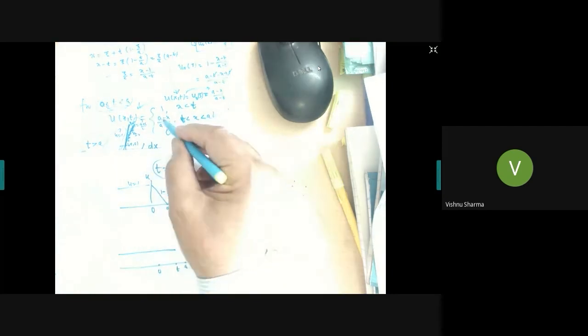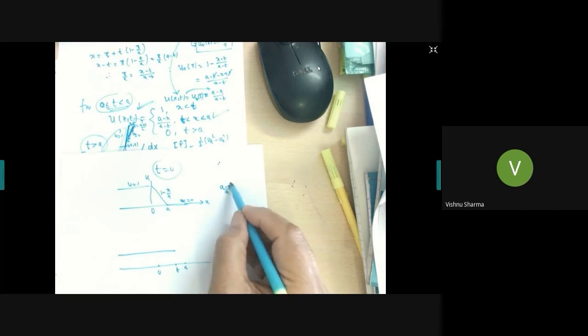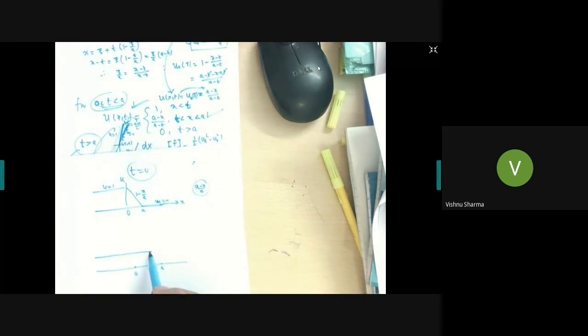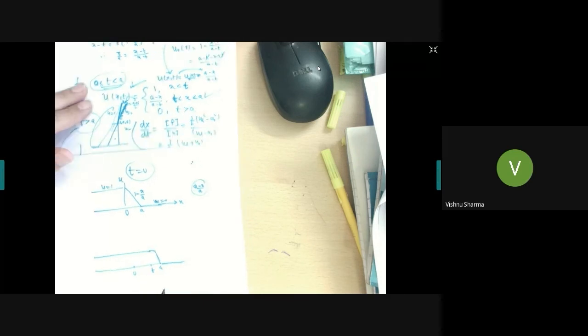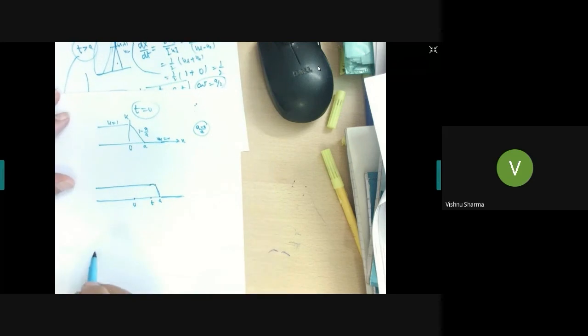If you look at the slope of this, earlier it was 1 minus x by a, that is a minus x upon a. The initial slope was a minus x upon a, but now it is a minus x upon a minus t. So it has slightly steepened. Is that right? And finally, when x is equal to a, you get a shock, in fact.